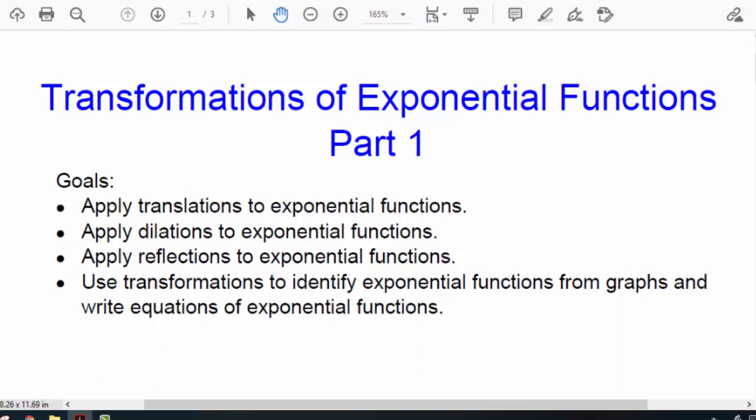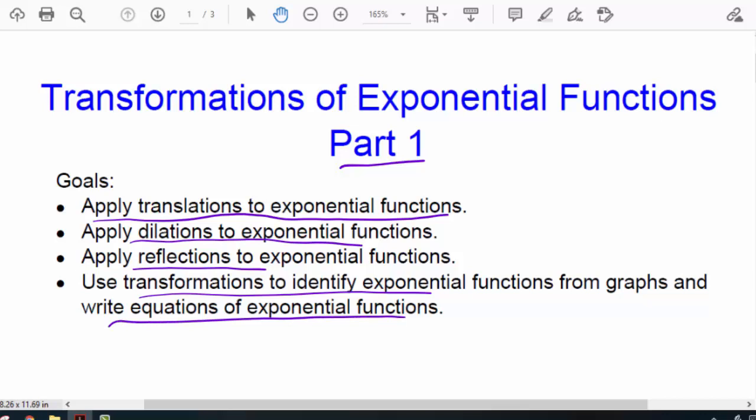Hello and welcome back. For this video, we're going to talk about the transformations of exponential functions. This is part 1. However, all of our goals are right here, so we're going to apply translations to exponential functions. And then I think in the next video, we're going to be doing dilations, reflections, and then use transformations to identify exponential functions from graphs and write equations from exponential functions.